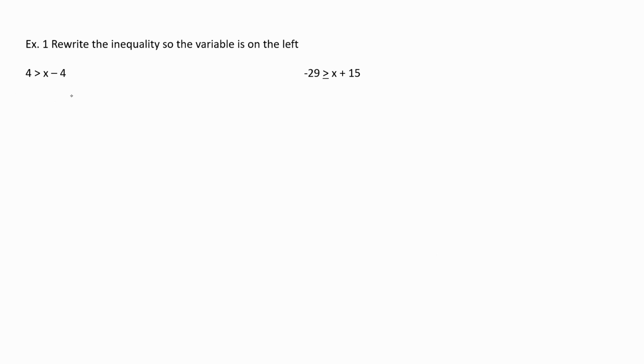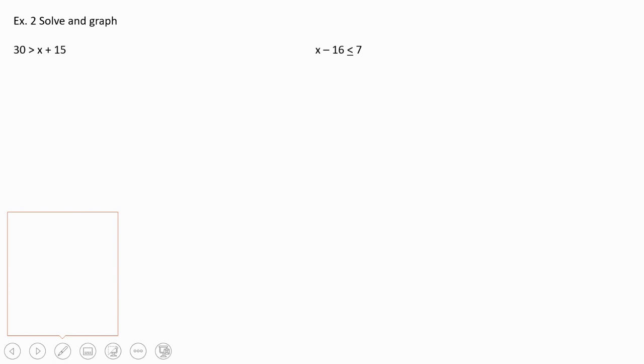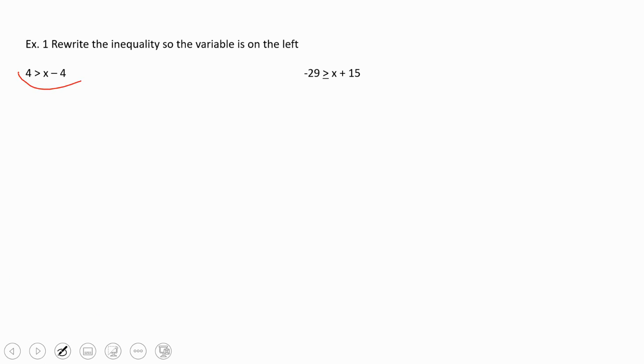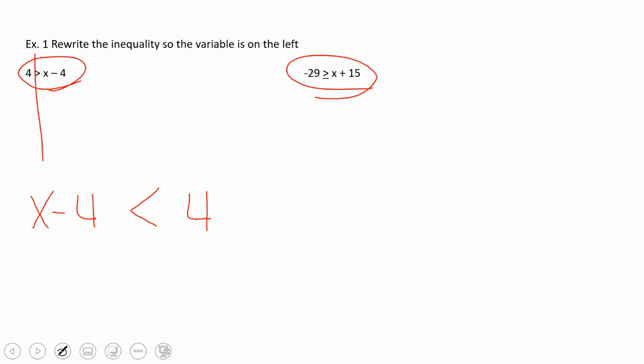When you look at this first problem here, you can see that the variable is on the right-hand side of the inequality. So when we flip that, we're going to put x minus 4 over on the left, and we're going to put 4 over here on the right, and then we have to flip our inequality sign as well. Okay, so instead of saying that 4 is greater than x minus 4, we're going to say x minus 4 is less than 4. It's still saying the exact same thing, it's just now our variable's on the left. And when we do it with this one over here, again, your variable's on the right-hand side of the inequality. So whenever we flip that, we're going to have x plus 15 on the left, and we're going to have negative 29 on the right, and we're going to flip our inequality to less than or equal to.